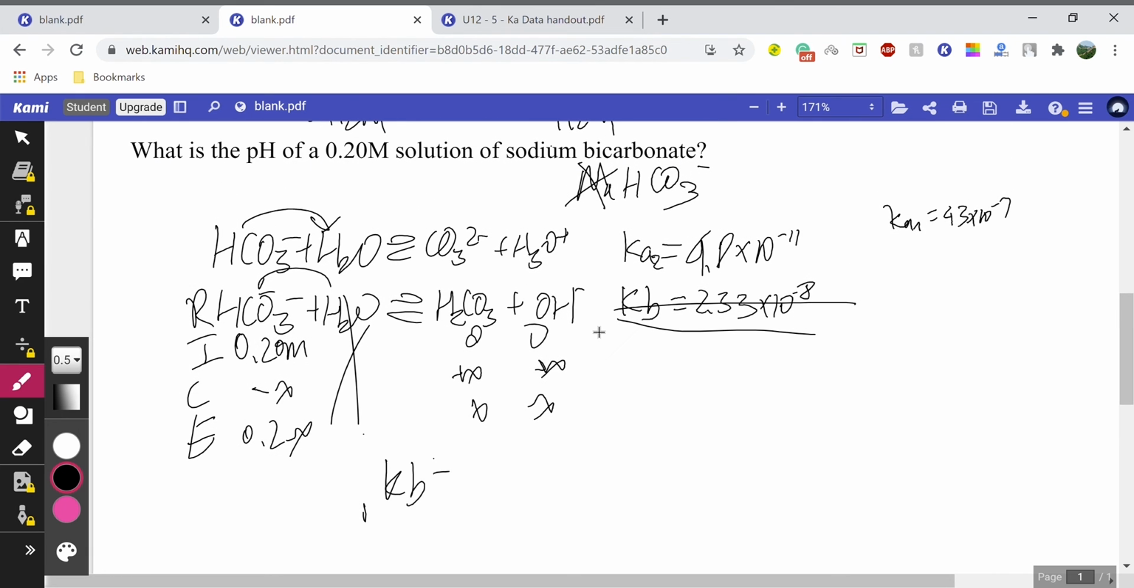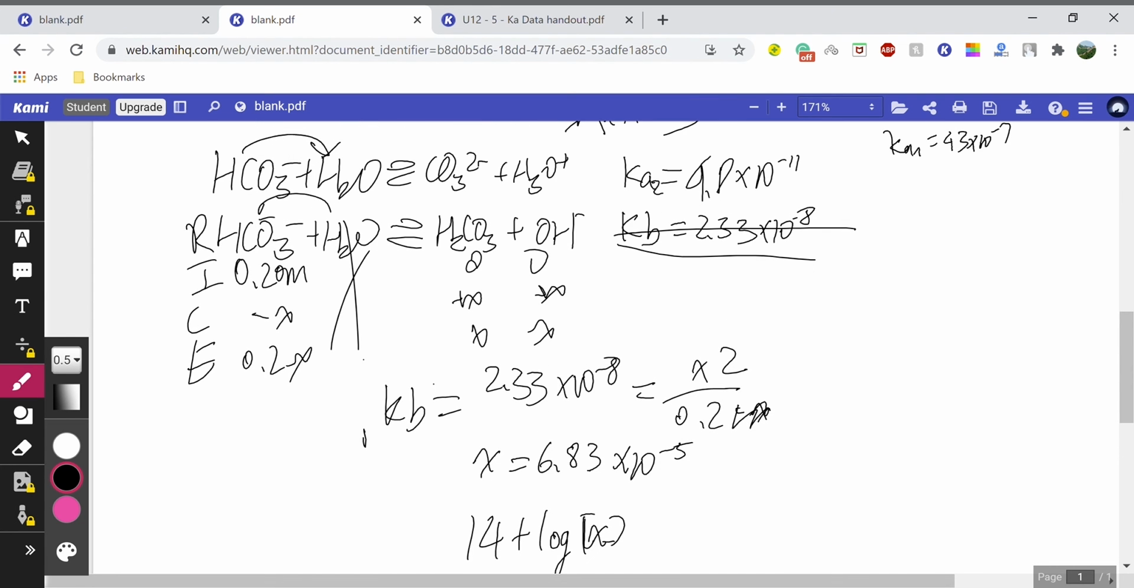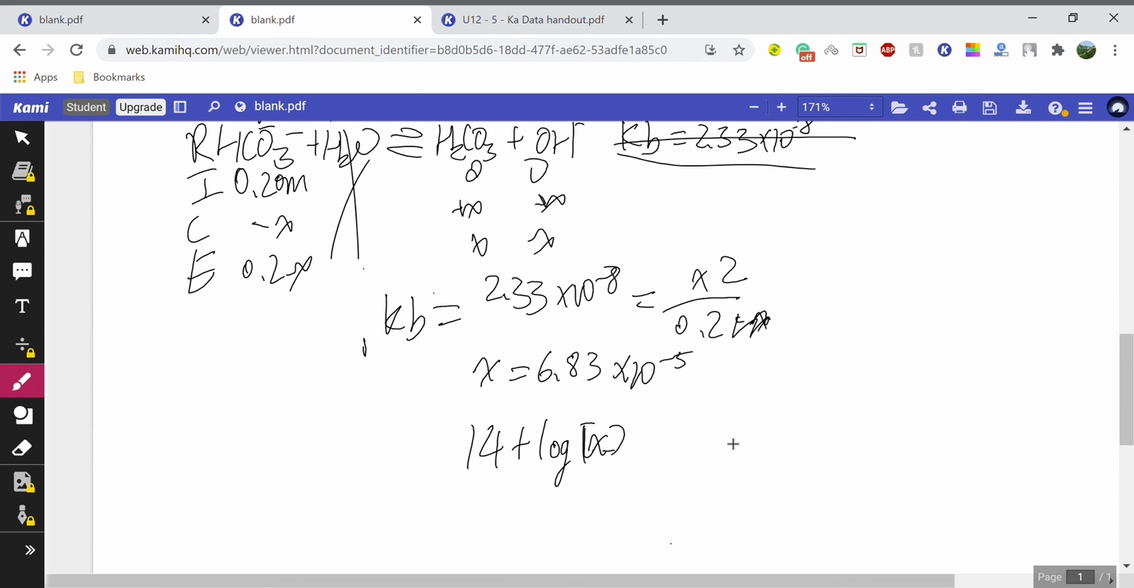Kb is equal to 2.33 times 10 to the negative 8th, which is equal to x squared divided by 0.2 minus x. We can delete this minus x because of how small Kb is. Now we can do 2.33 e to the negative 8th times 0.2, take the square root of that, which will give us an x of 6.83 times 10 to the negative 5th. Now we can take 14 plus the log of x, because our x is the concentration of OH minus. So that's why we need to add 14 to it to give us our pH.